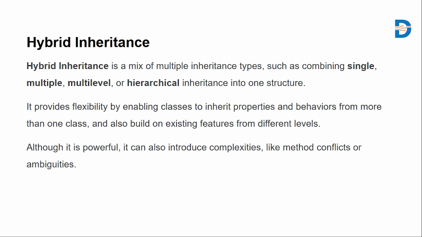Hybrid inheritance offers flexibility by allowing a class to inherit properties and behaviors from multiple parent classes. It allows you to build on existing features from various inheritance levels. However, while it provides great power, it can also introduce some complexities like method conflicts or ambiguities.